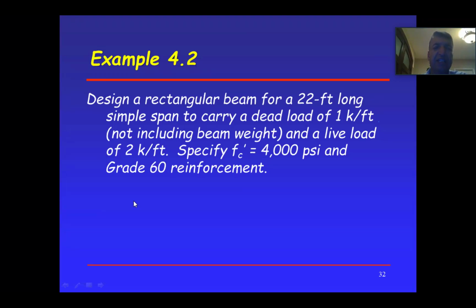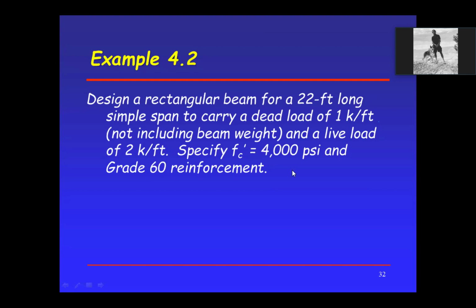So it says design a rectangular beam, 22 feet long, simple span, simply supported, carrying a dead load of 1 kips per foot, not including beam weight. See, this is the load coming from the slab only. This does not include the beam weight. It doesn't mean that we design the beam without its own weight. It means we have to account for that, and we will see how we do that. And a live load of 2 kips per foot.